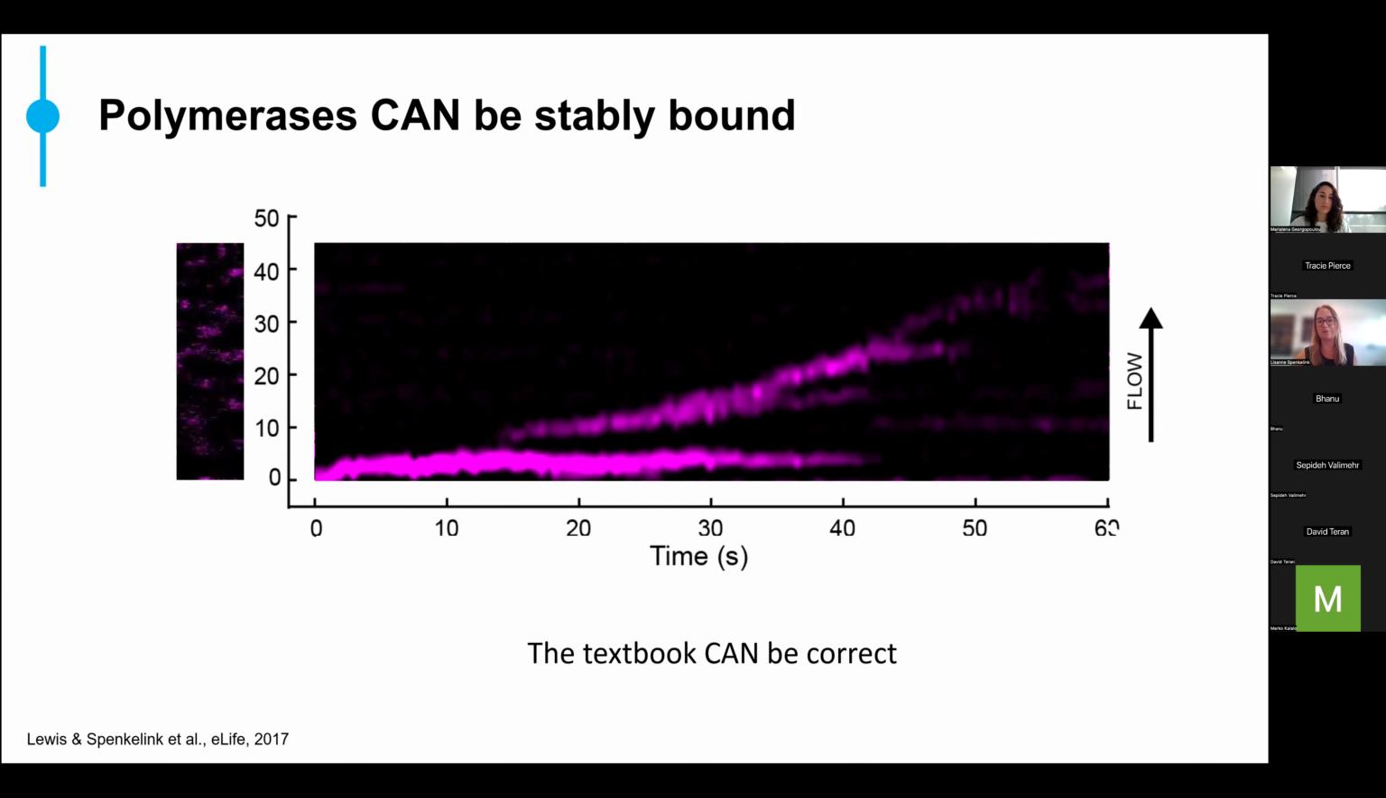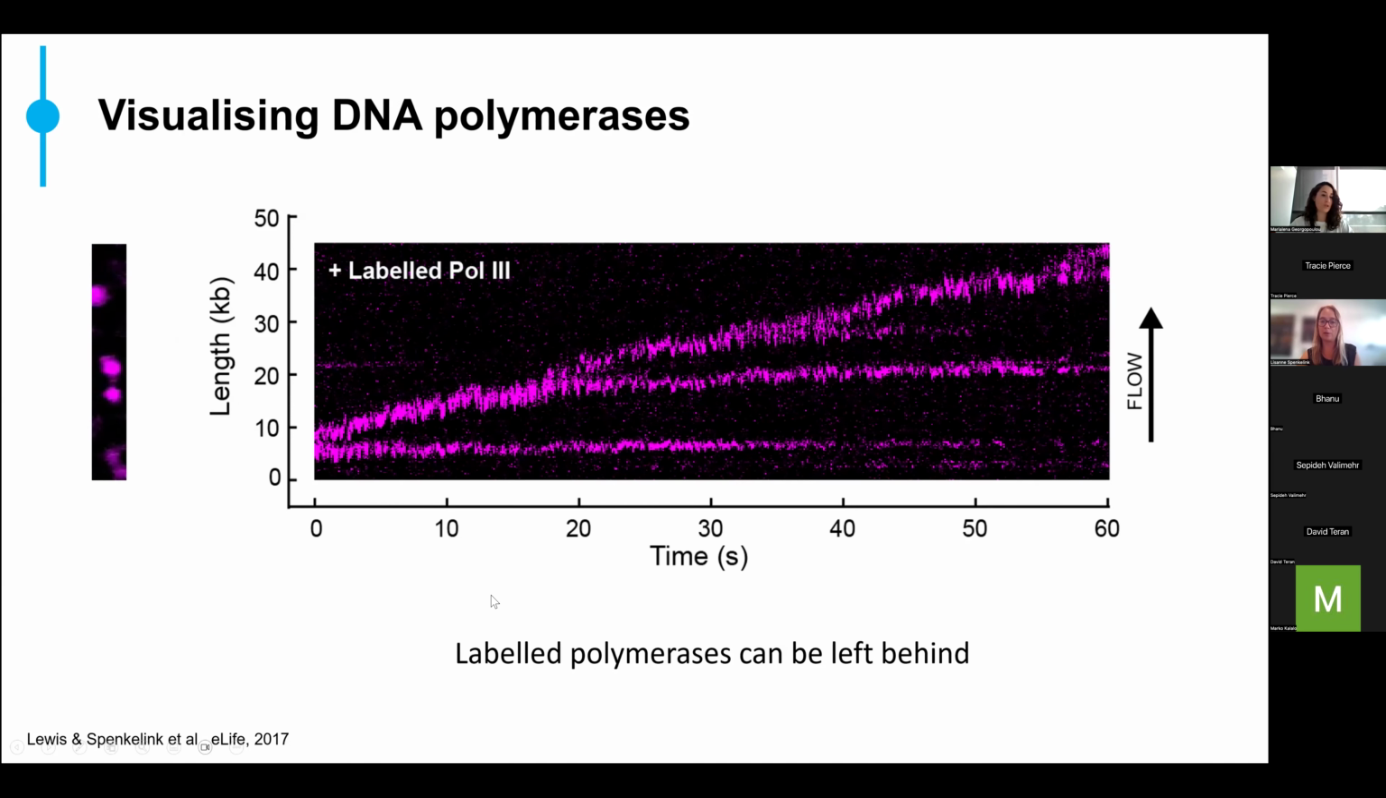But you can probably guess from the way that I say can be correct that we also found many situations where the textbook wasn't correct at all. So when we have other polymerases in solution, so when we mimic more the cellular environment where we have high concentrations of replication proteins around, so we don't wash them out, then this is what we see, which obviously looks very, very different to what I showed you on the previous slide.